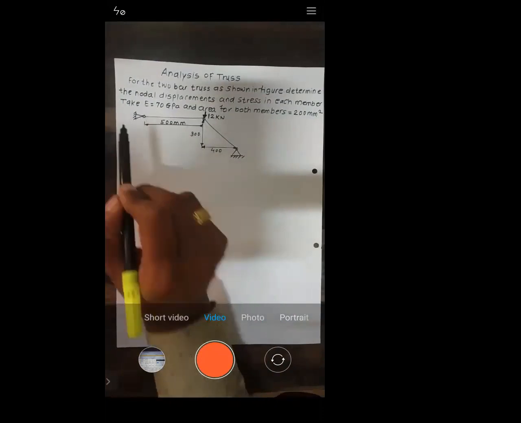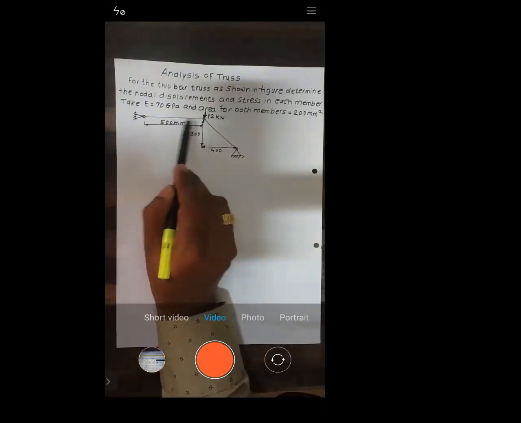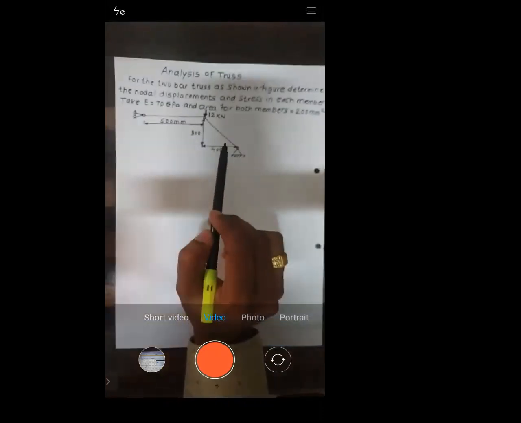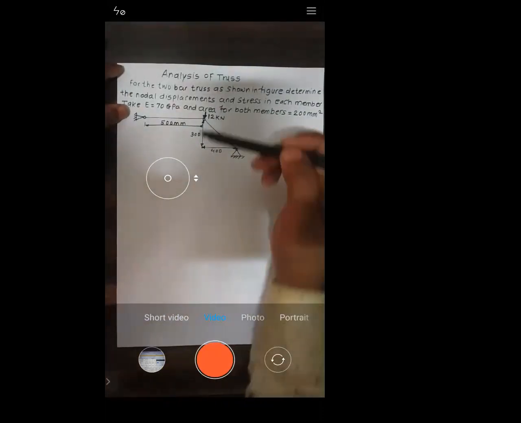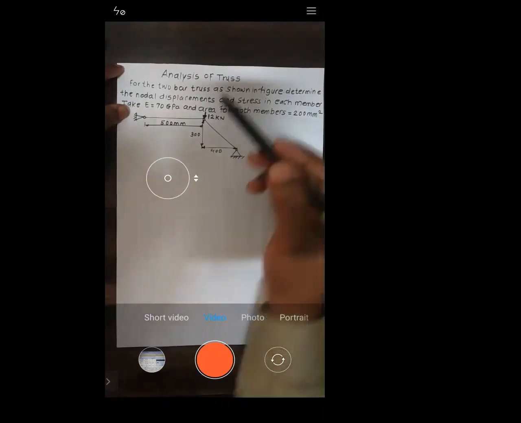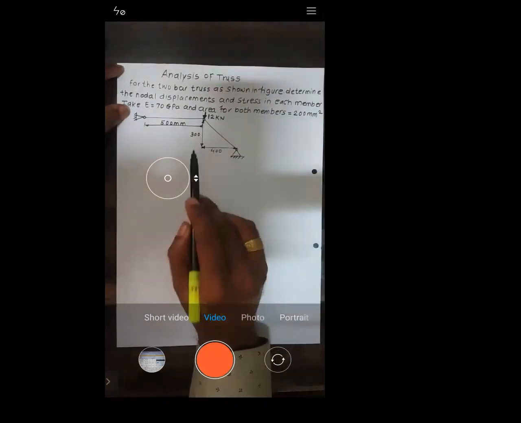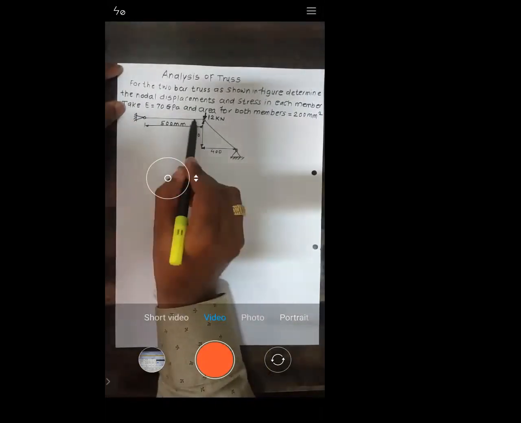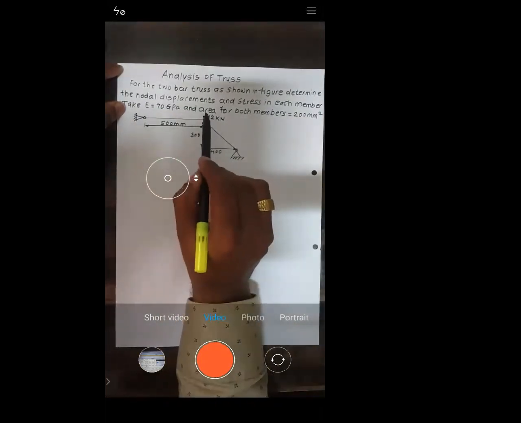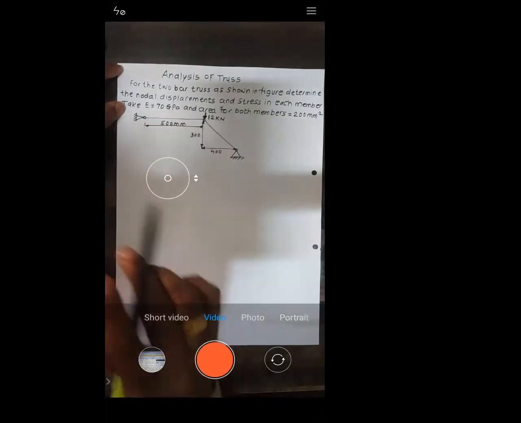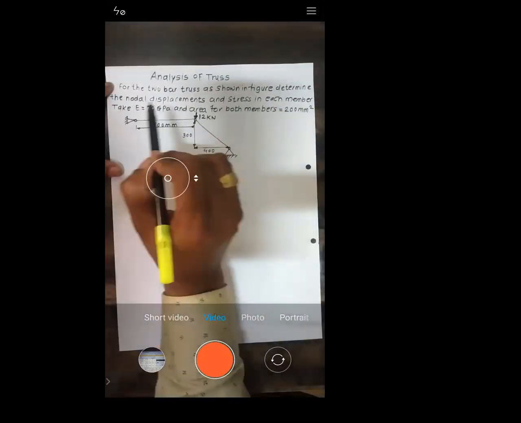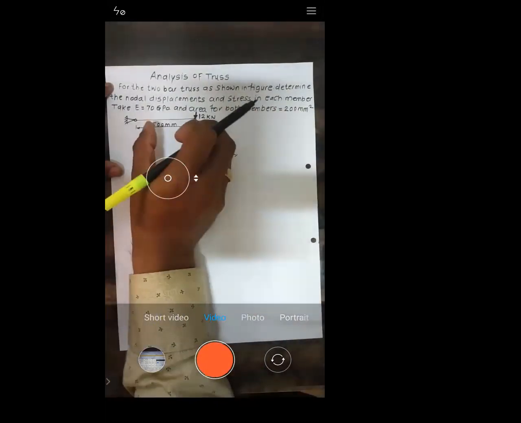See, what is the length of this member? It is 500. The length of this member is not directly given, but they have given this vertical distance 300 and this horizontal distance 400. At the point where this member and this member are connected, they have applied the vertical load of 12 kilonewton. So this is the problem given. They're asking to calculate the displacement at the nodes and stress in each member.